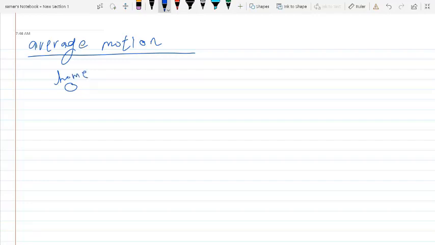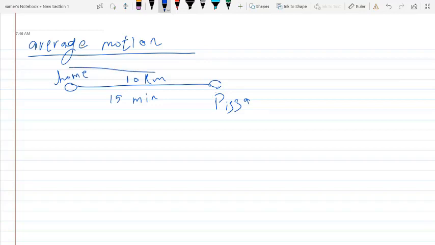and you drove your car to the pizza place for 15 minutes, and let's say that the pizza place is 10 kilometers far from your home. After you arrived at the pizza place, you grabbed your pizza and went back to your home again in another 15 minutes.